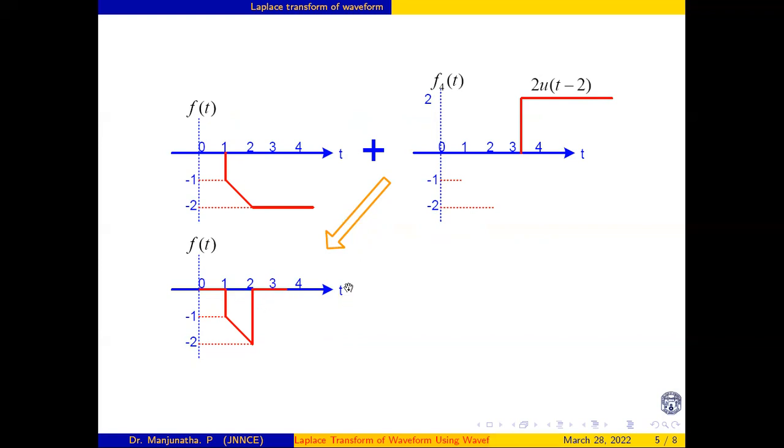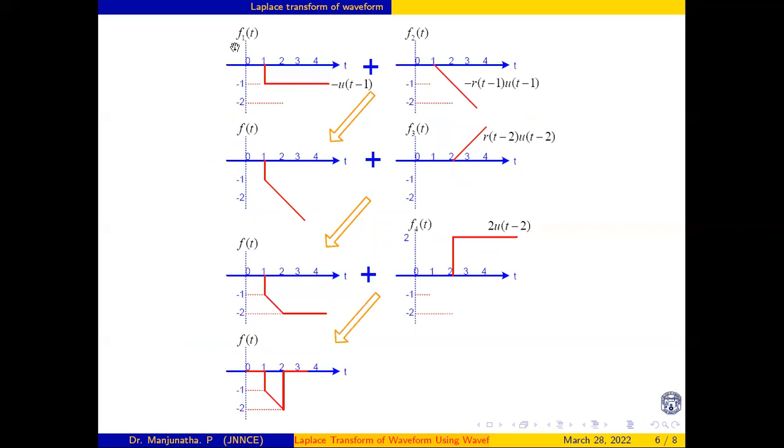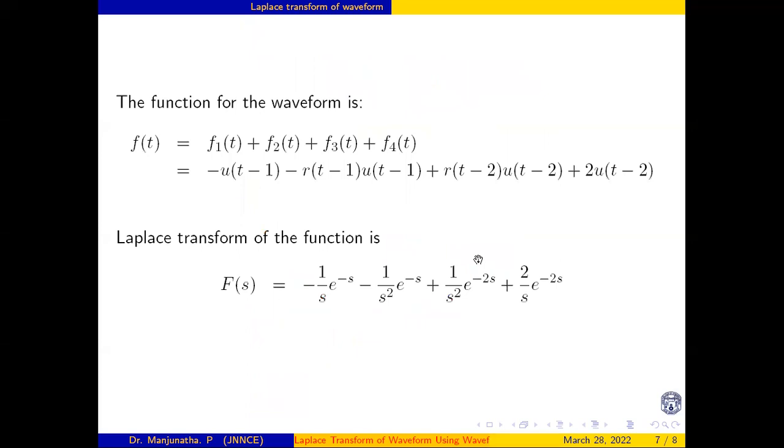In this way, we can use waveform synthesis to get a Laplace transform. Totally, there are 4 functions. F1 of t is minus u of t minus 1. F2 of t is minus r of t minus 1. F3 of t is r of t minus 2. F4 of t is 2u of t minus 2.